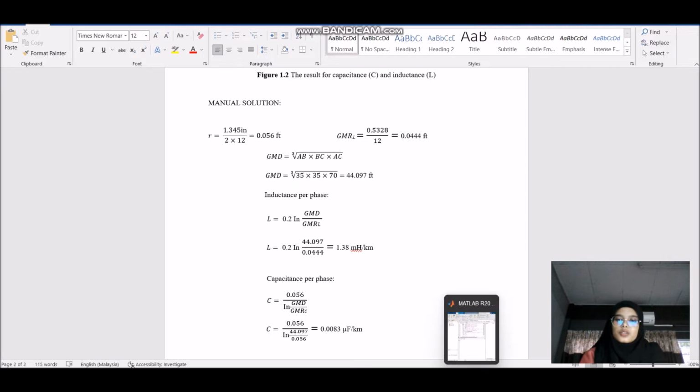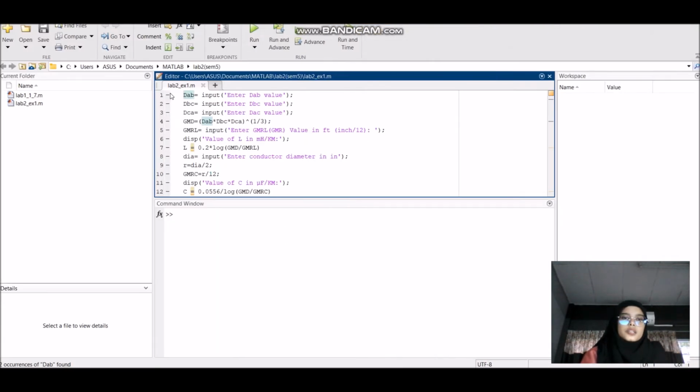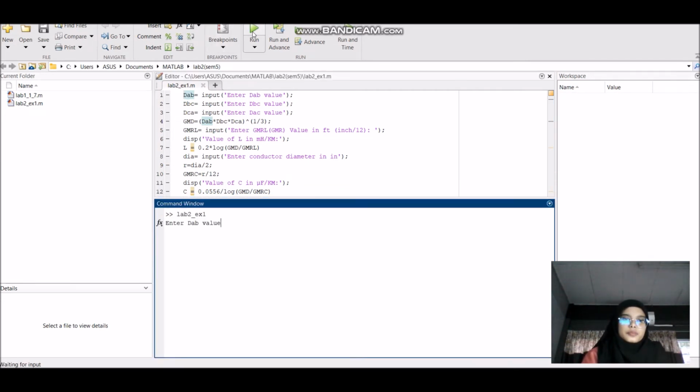Okay, this is the value that we get from the manual calculation, and we can also do it using Matlab. This is the code provided on the lab sheet. We just copy and paste and run it to get the values of inductance and capacitance. Before that, we need to enter a few values in this code to get the answers for L and C. So this is enter AB. AB is 35, BC is 35 also, and AC is 70. Okay, enter the GMRL.